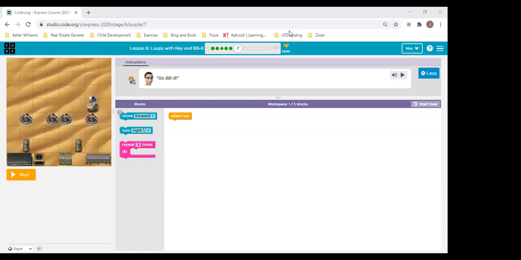Okay, Ria, can you help me? What is the first move that we are going to do here? Move forward. Okay, let's put a move. Do you guys see we can only move forward twice? That means we're going to have to use a loop, a repeat block. Okay, move forward, and then BB8 needs to turn. So Ria, can you tell me which way?